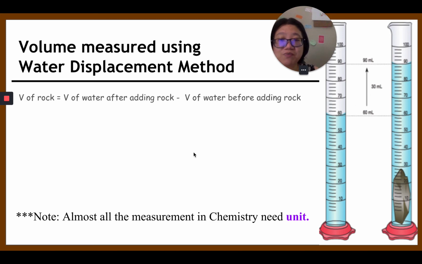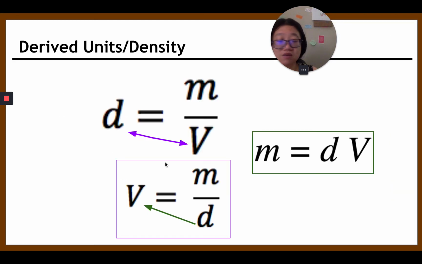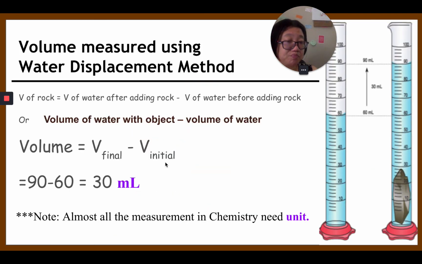So therefore, here is the Archimedes principle. The volume of the rock is the volume of the water after adding the rock minus the volume of the water before adding the rock. So again, the water with the object minus the water without the object. Final minus initial, if you think about that. So we got 30 milliliters, so we can say that the rock must occupy 30 milliliters.